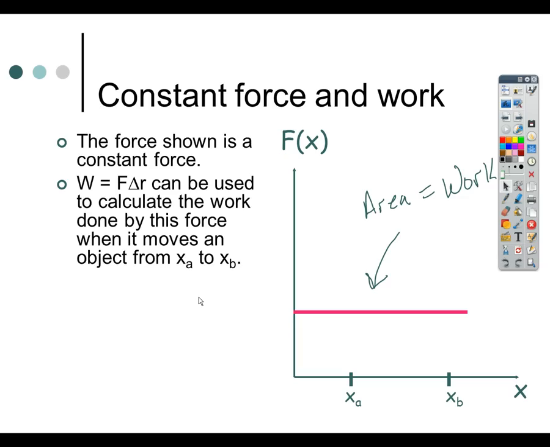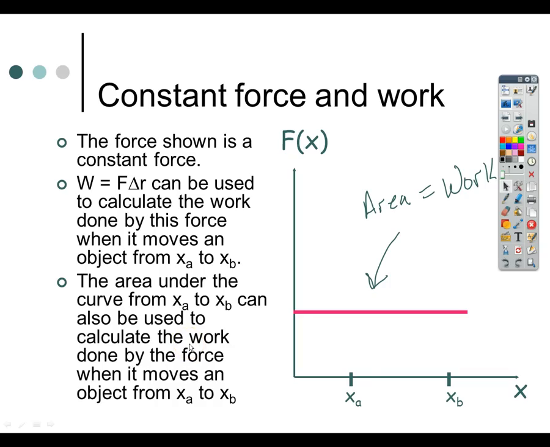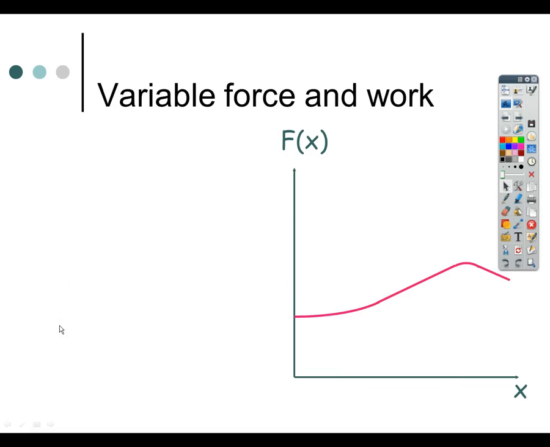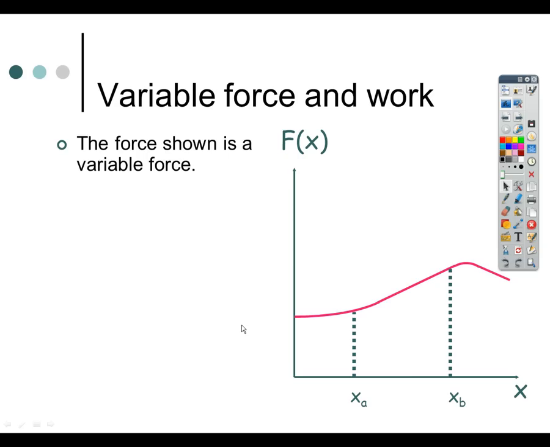It can be used to calculate the work done by the force if it's moved from point A over to point B. Basically, all we have to do here is find the area underneath our flat line. Once we know that area, that would be force times distance, and that should be equal to the work that is done. If I have a variable force, it makes it a little bit more difficult because I've got a curve. It's a lot harder to find the area under this curve.